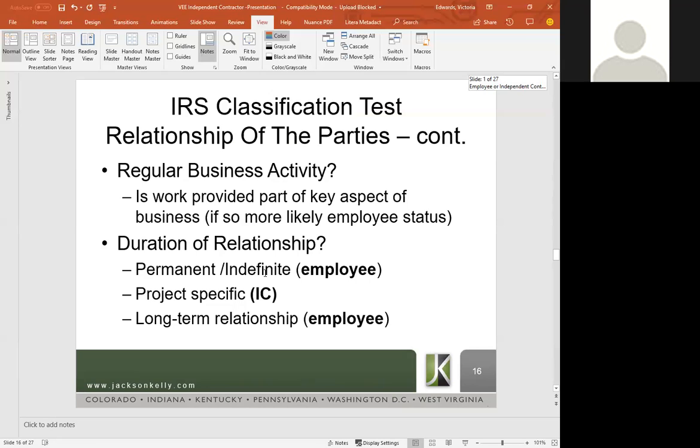Also, duration of the relationship. I touched on this briefly before, but an independent contractor is usually hired for a set period of time at a set rate. Project specific, what we like to call it. If you're dealing with a permanent or indefinite hiring period or a long-term relationship, that's going to lean toward employee status. So if you want this person to be an independent contractor, make sure you specify the time frame within which they're working and the payment structure set, not a monthly or weekly, but this is how much you're getting paid to finish this project.